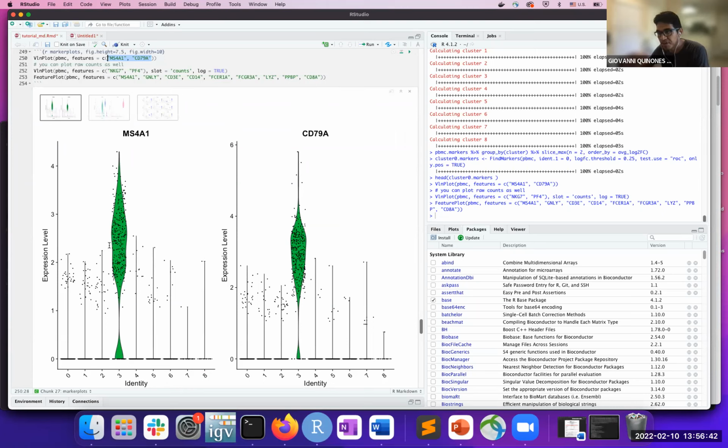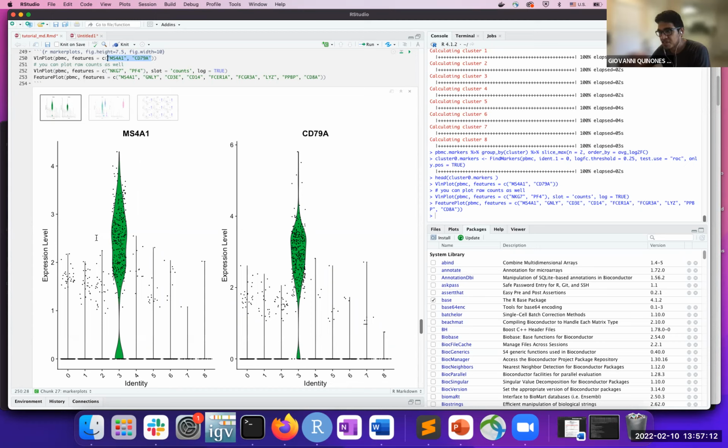Hopefully you remember the concept of a violin plot. It shows the distribution of the data points. The wider the plot, the more dots you have at that position. So in this first plot, we can see that these marker genes, MS4A1 and CD79A, have very high expression in cluster number 3.